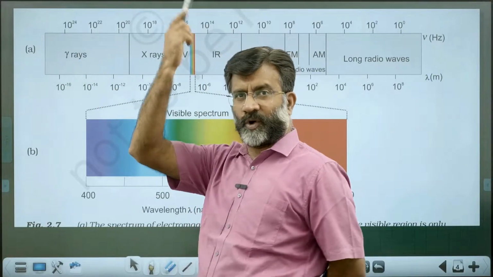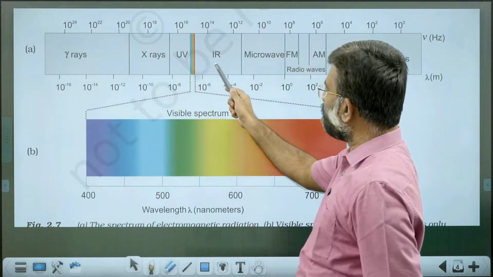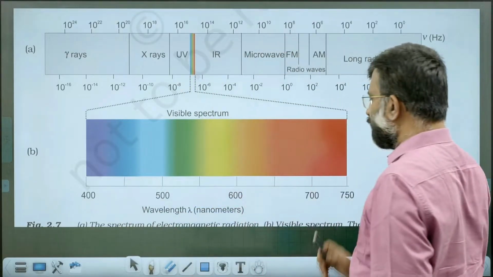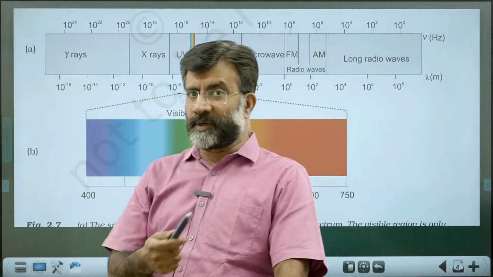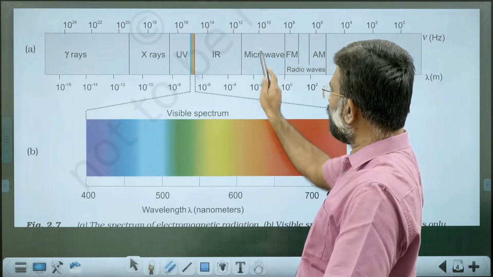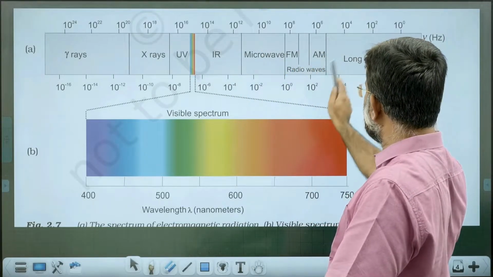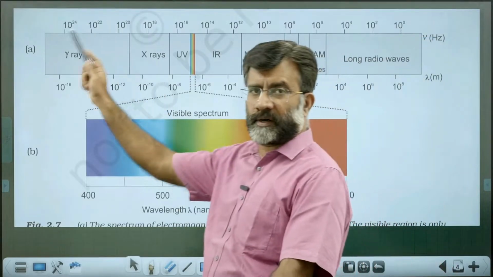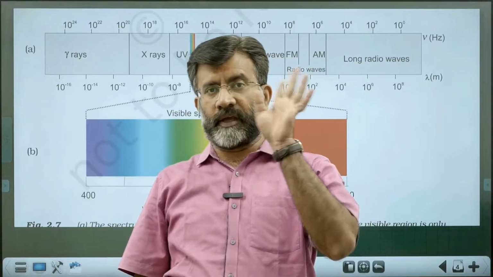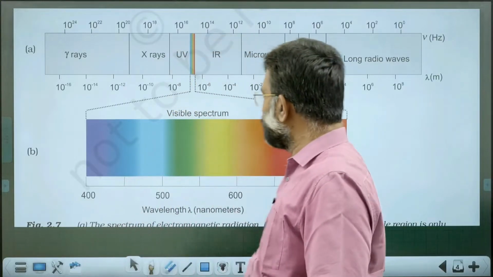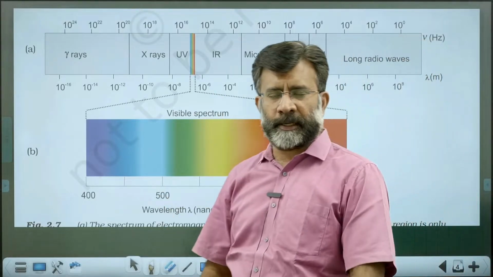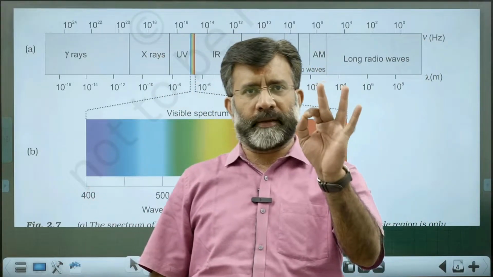Gamma rays, cosmic rays, X-rays, UV, and a very small region in the 400 to 700 nanometer wavelength, we have the visible region. What we can view is a very small region. Then lower energy radiations: infrared, microwave, radio waves, long radio waves. From left to right, decreasing frequency and increasing wavelength. This small region is visible to us, which we call the visible spectrum, and the overall is called the electromagnetic spectrum.